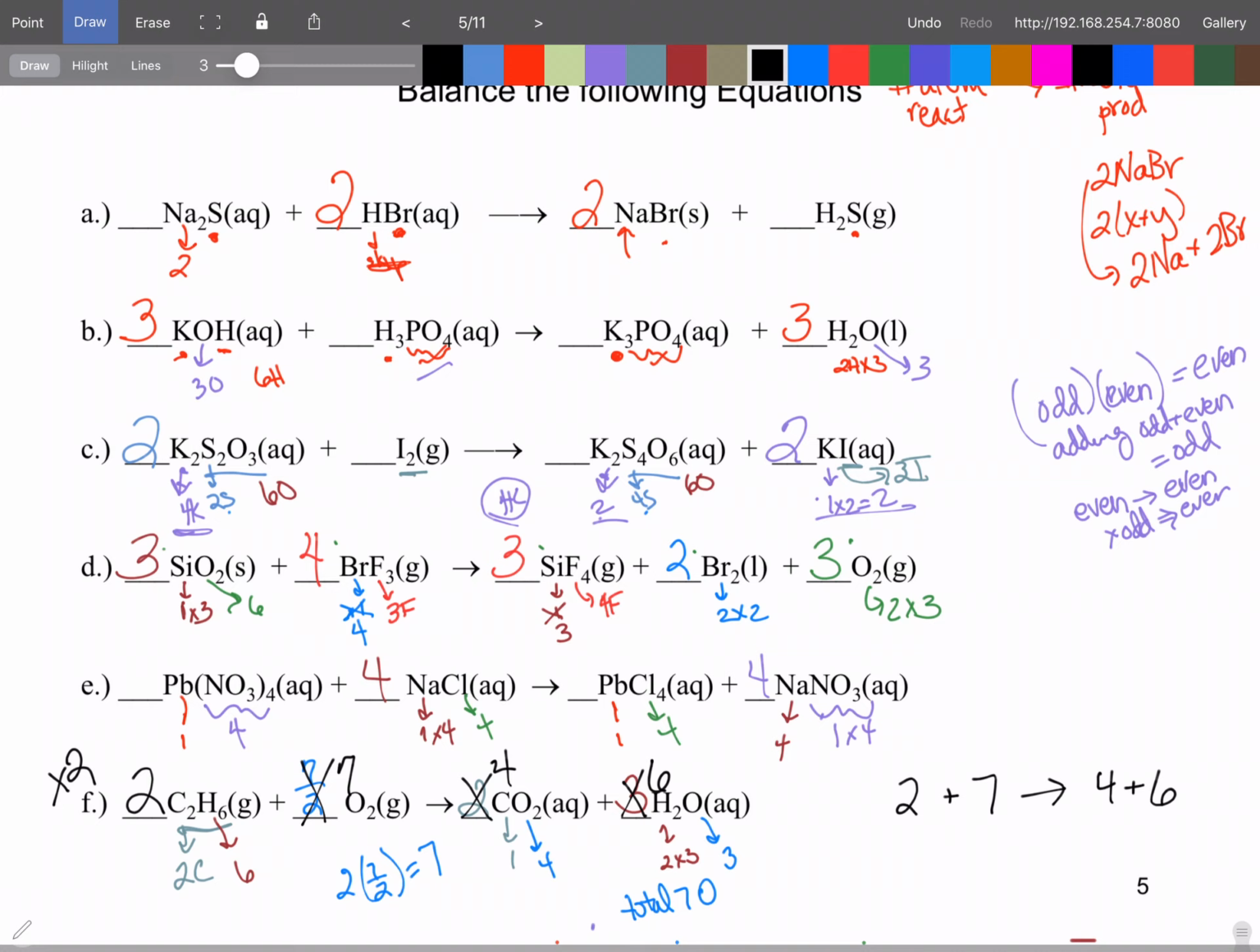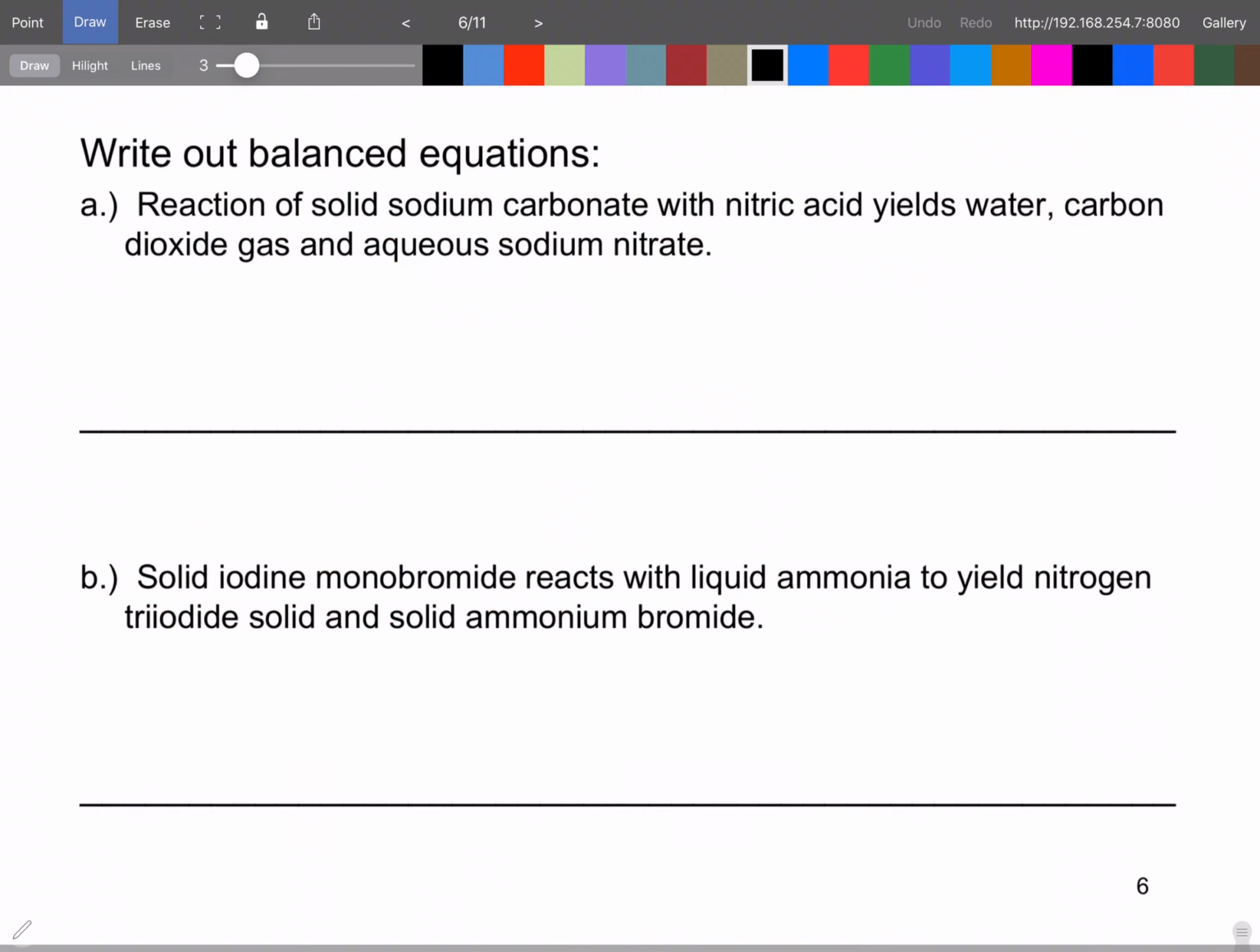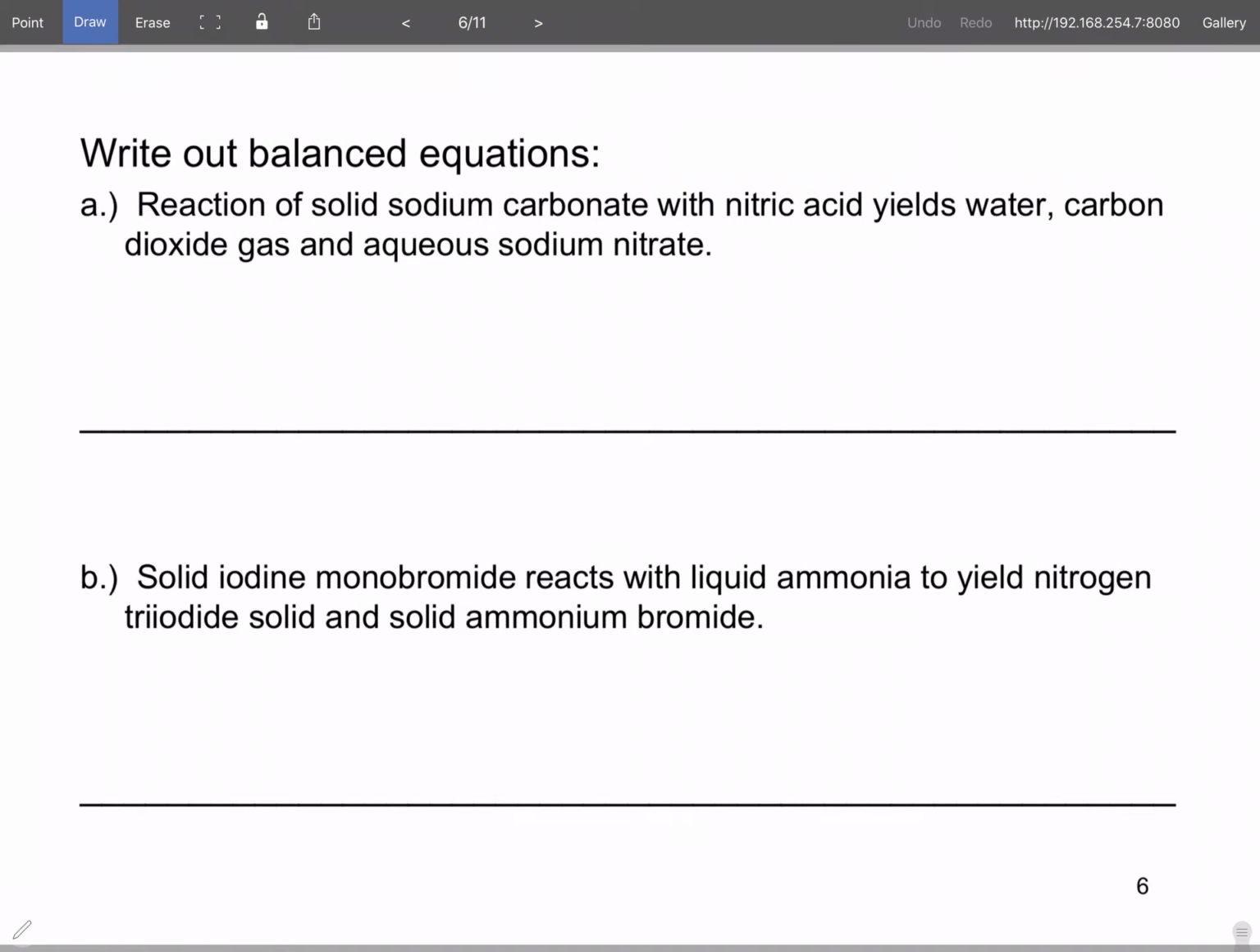All right, so now we've done nomenclature at the end of the previous chapter. We've now learned to balance equations. So we're going to work on writing out equations. Now, the trick to this is you have to apply both rules.